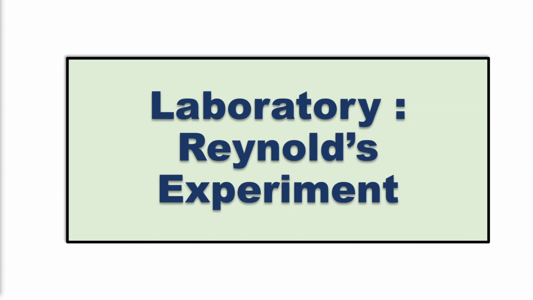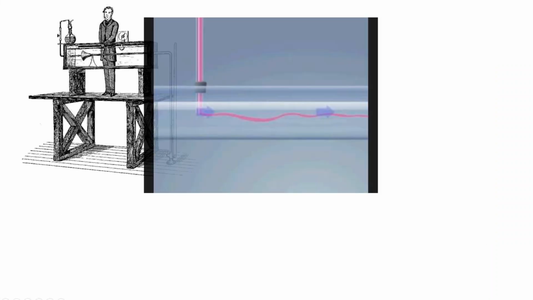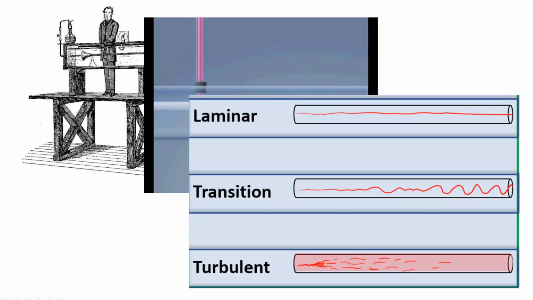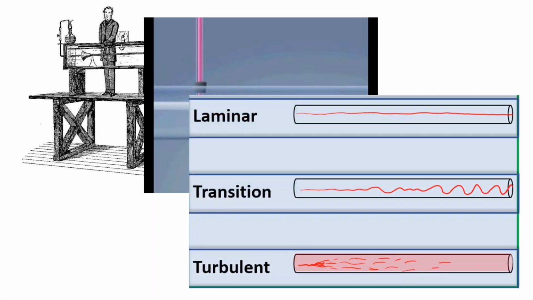Reynolds' experiment was an experiment conducted by Osborne Reynolds for the first time, where he let water flow through a pipe, and in that pipe he injected a colored dye and observed how the color flows through the pipe along with the water flow. So he found that for slower velocities, the color moved in a straight line without getting mixed up with the flow.